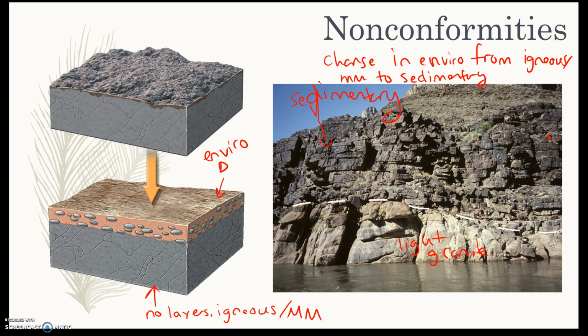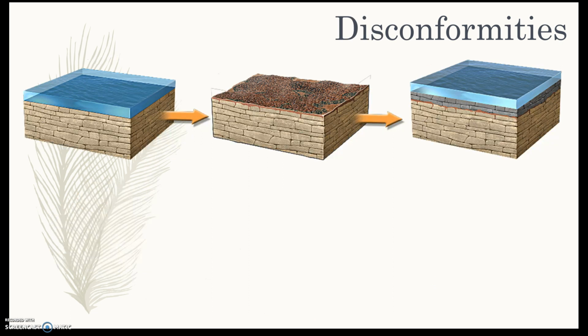Okay, so that's a nonconformity. You're going to be confusing these names quite a bit: angular, non, disconformity, which is our next one. So it's okay. That's going to happen. You just kind of have to get comfortable with getting a little bit confused by the wording. Disconformities are much harder to suss out because they're essentially a change in sedimentary environments.